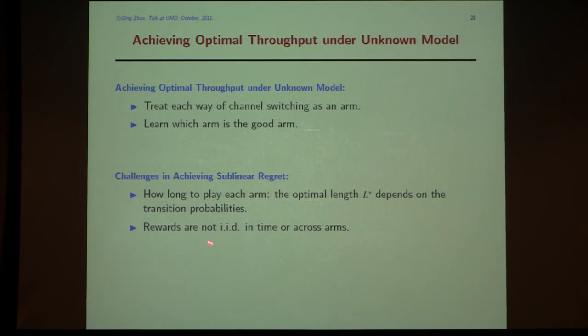And the other issue, again, is that the rewards are not i.i.d. in time, and not even i.i.d. across these two arms, because these two arms are switching over the same set of n channels. So the reward you get by switching with these two strategies will be correlated over time. So we have to handle these two issues.